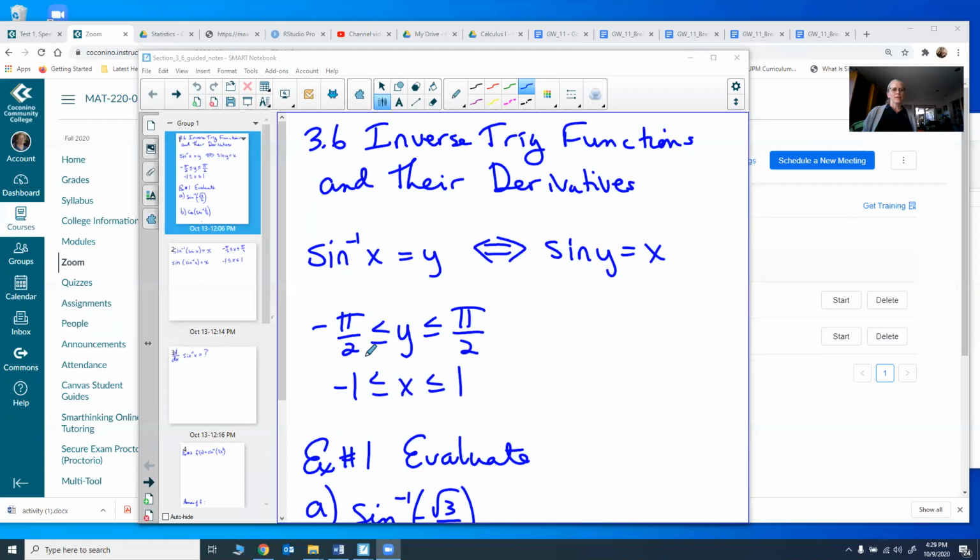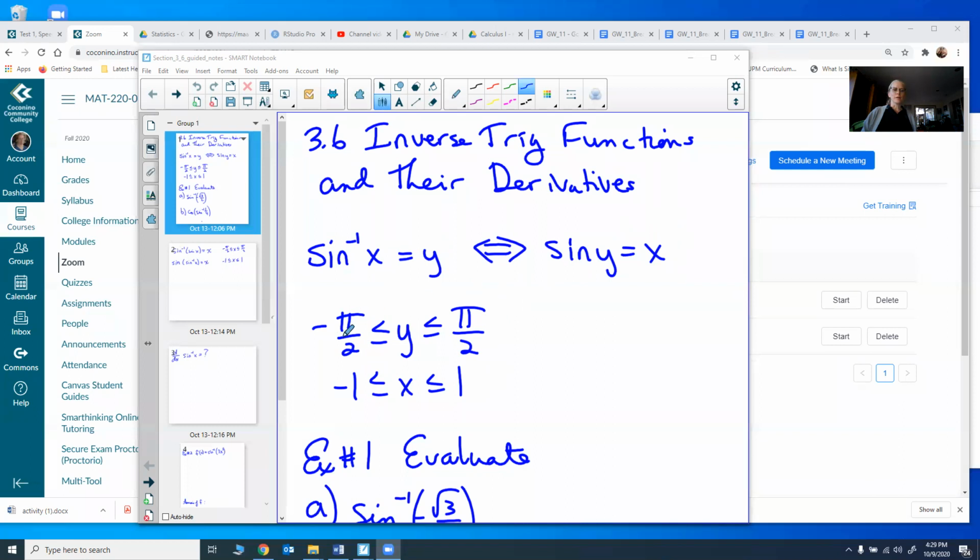So let's talk about finding the derivatives of inverse trig functions. First, let's have a little bit of review of what an inverse trig function is. The inverse sine of x equals y is the same as saying the sine of y equals x. So remember, you're looking for the angle whose sine gives you that x value. That's what the inverse sine is about.